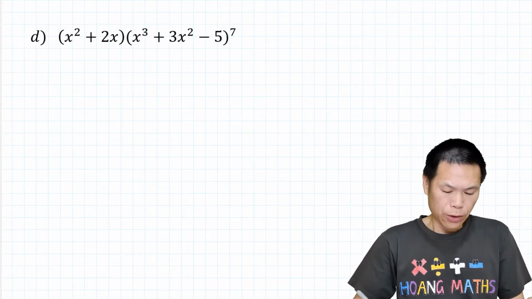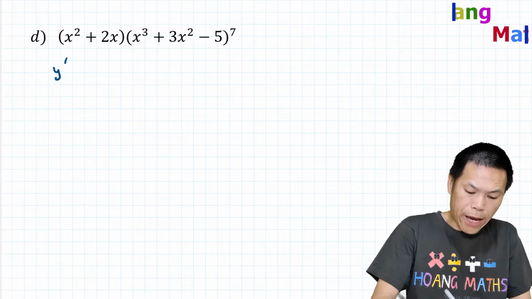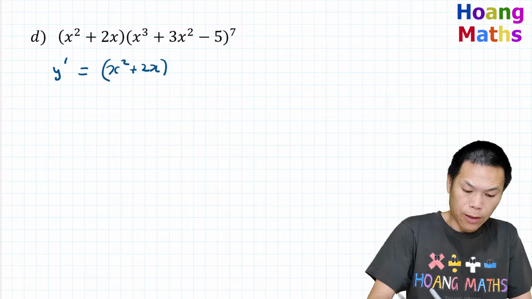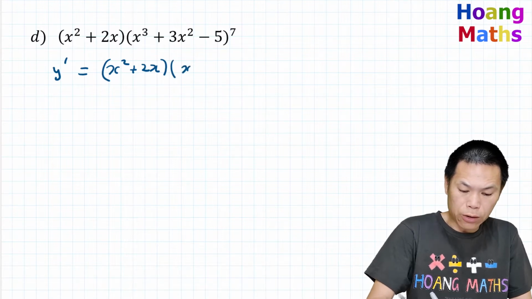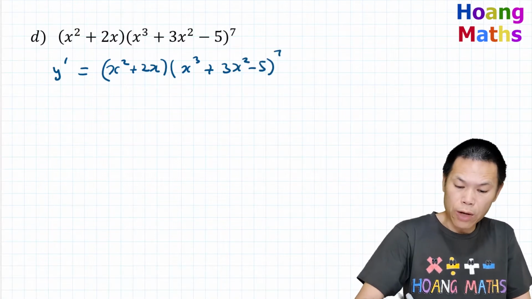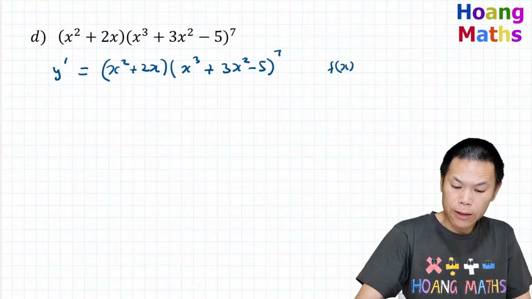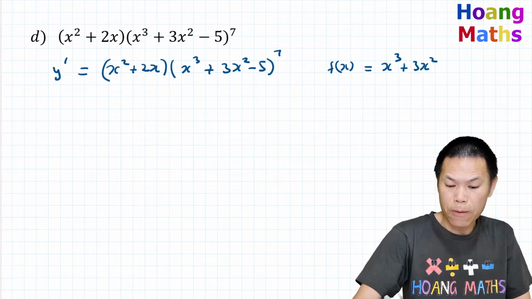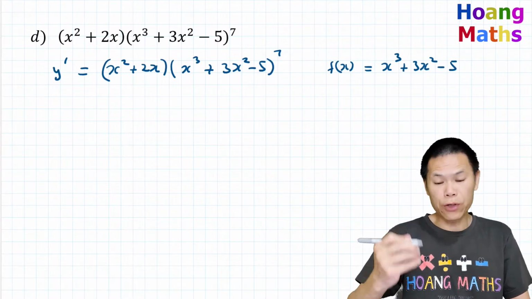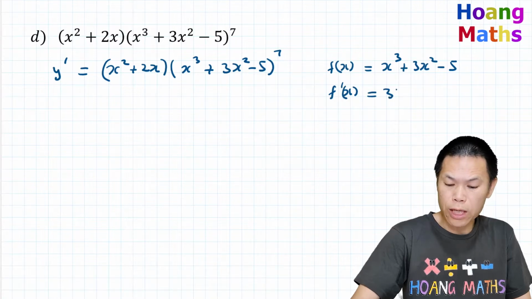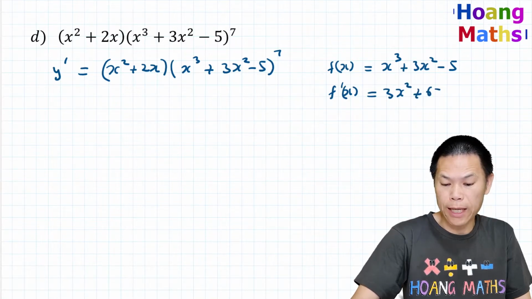Next one. So let me just write y dash is equal to (x squared plus 2x) times (x to the power of 3 plus 3x squared minus 5) to the power of 7. So let me just write f of x is equal to x to the power of 3 plus 3x squared minus 5. So we differentiate this, so f dash x gives me 3x squared plus 6x.